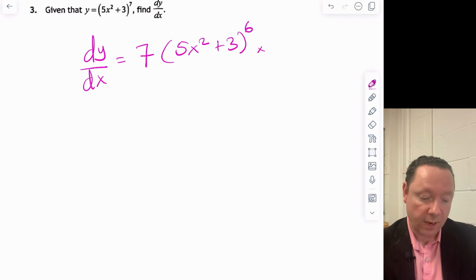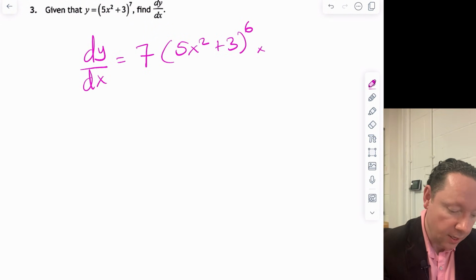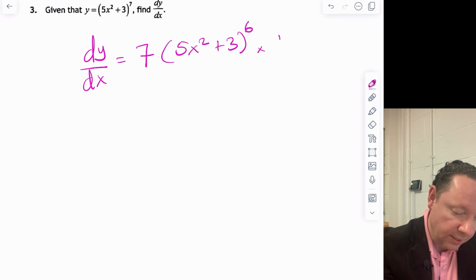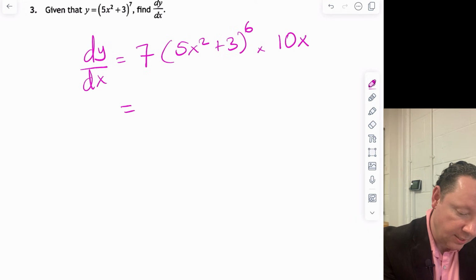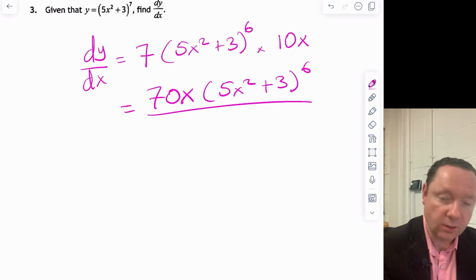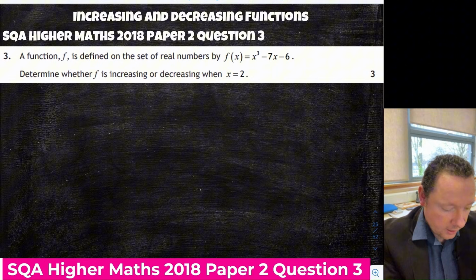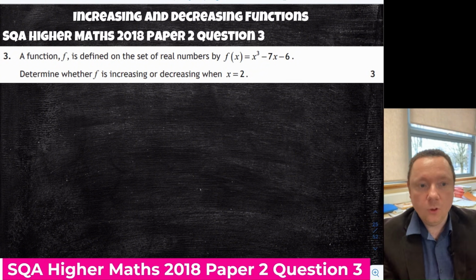And then I need to times by the bracket differentiated. So 5x squared becomes 10x. 3 is nothing. So then that just equals 7 times 10 is 70x, 5x squared plus 3 to the power of 6. And we're done there. Increasing and decreasing functions, SQA Higher Maths 2018, paper 2, question 3.